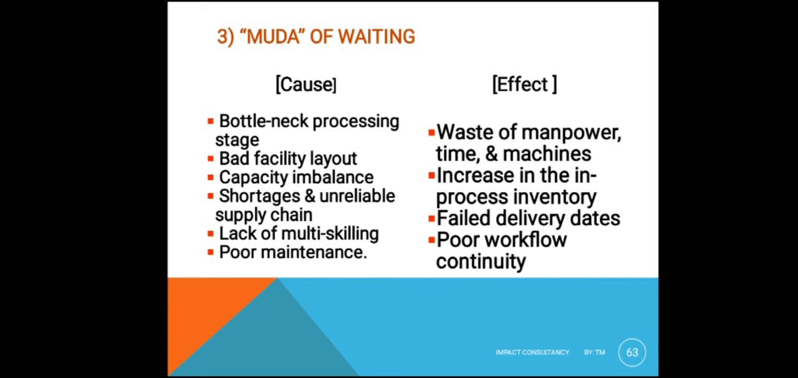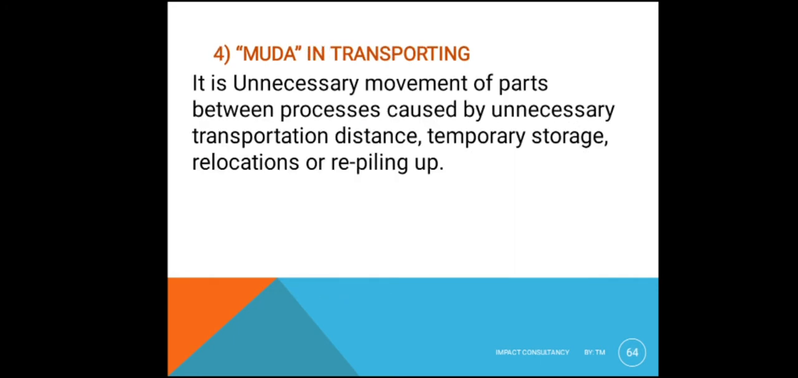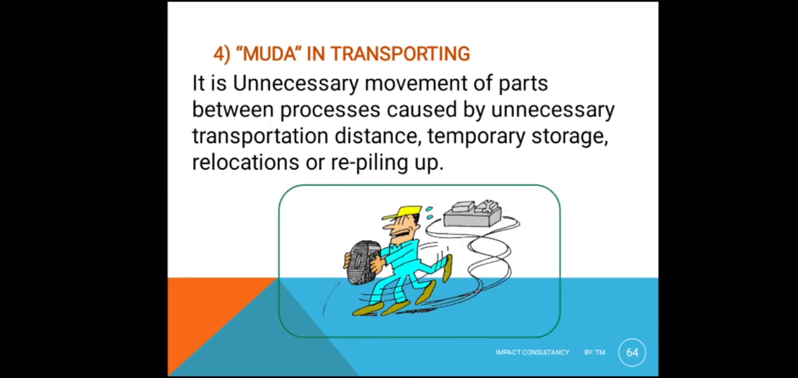The causes are bottleneck processing stages, bad layouts, capacity imbalance, shortage and unreliable supply chain, lack of multi-skilling, and poor maintenance. The effects it brings: waste of manpower, time and machines, increase in in-process inventory, failed delivery dates, and poor workflow continuity. The fourth one is Muda in transporting.